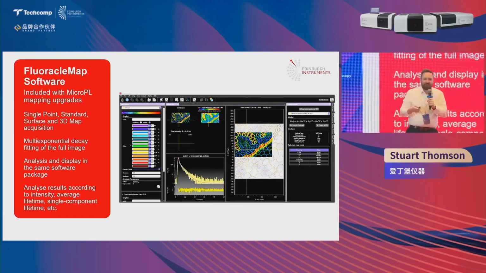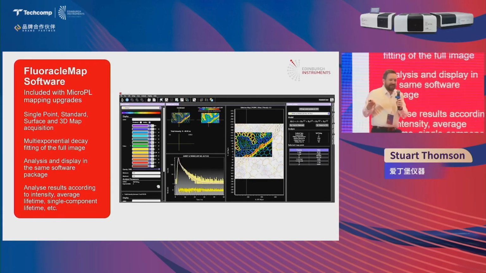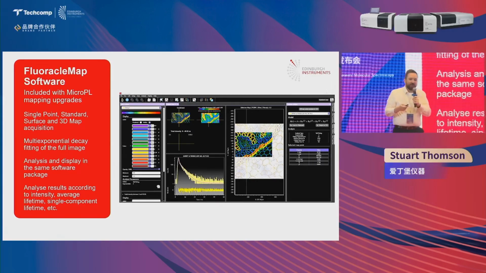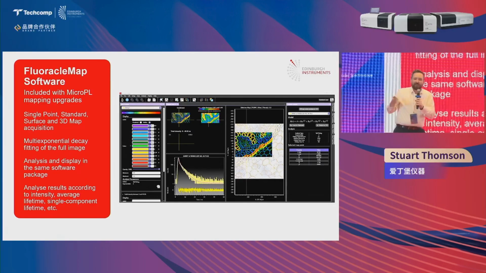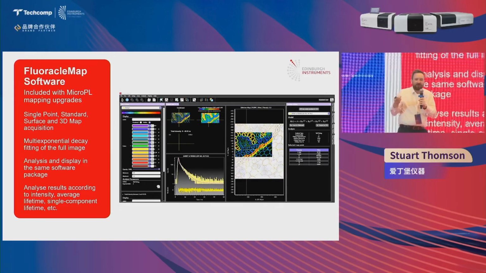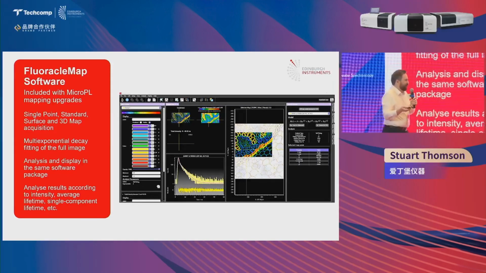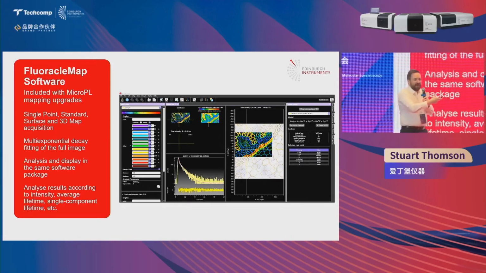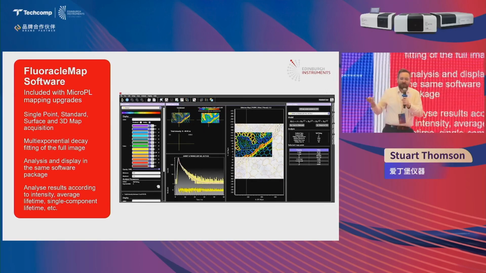To do this imaging, we have a dedicated software called FluoricoMap. FluoricoMap runs alongside the Fluorico software that you'll all be familiar with that controls the instrument. FluoricoMap is our dedicated microscopy software, and then we use Fluorico for the spectroscopy.